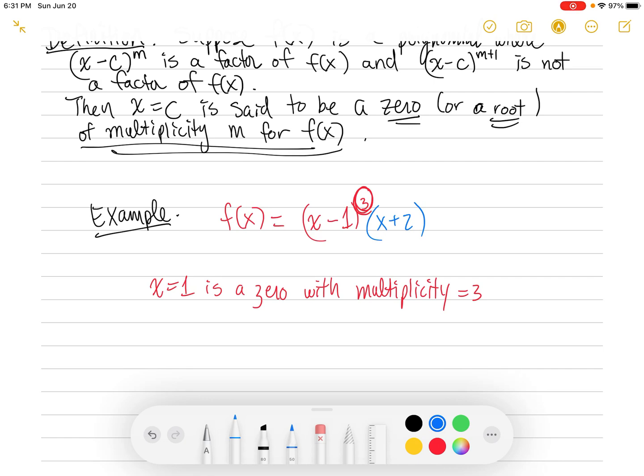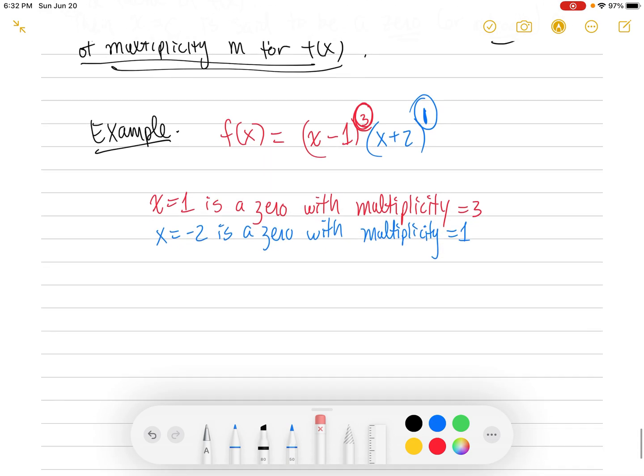And for the second factor, x plus 2, imagine taking x plus 2, setting it equal to 0, you get x equals minus 2, right? So you'd say x equals minus 2 is a 0 with multiplicity 1. Why would it have multiplicity 1? Well, if you imagine there's an exponent up here of 1.